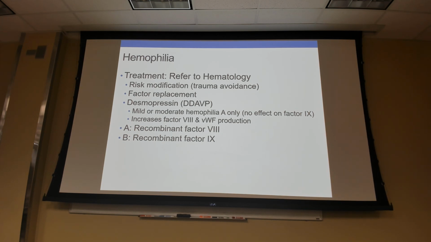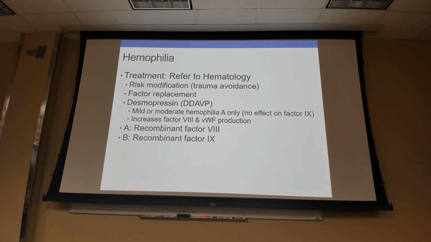So we're going to avoid as much trauma as we can, which trying to tell a 1-year-old that is a lot. We're replacing the factor that's missing, so either 8 or 9. So just give them the recombinant factor.